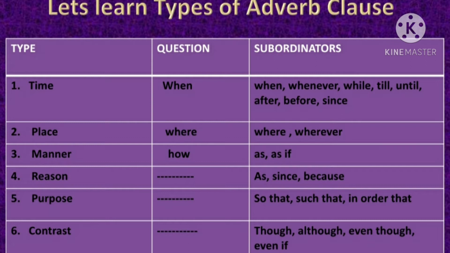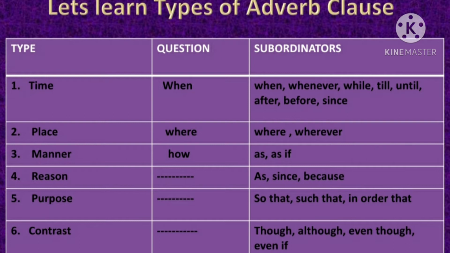Children, when we see the subordinate adverb clause, if it is an adverb clause of time, you will get to see the subordinator like when or whenever, while or till, until, after, before or since. If you see these subordinators, all these subordinators will denote time. So it's very easy to identify the adverb clause of time. If you see the subordinator from amongst these, surely it is an adverb clause of time.